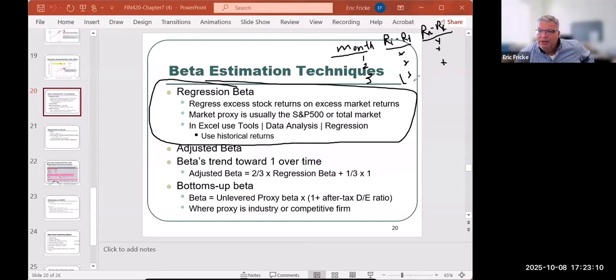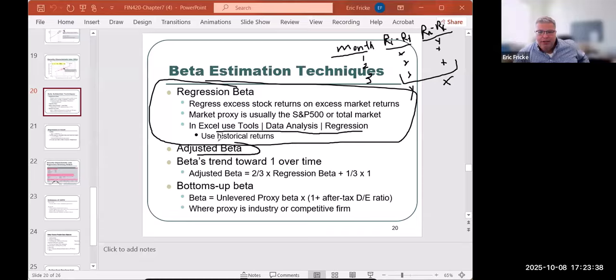Then you go into Excel and use your data analysis tools, regression, and you tell it that this is your Y variable and this is your X variable column, and you do a regression just like you did in your statistics class. The output is the slope of the line and the y-intercept. That slope is the beta you get from that.